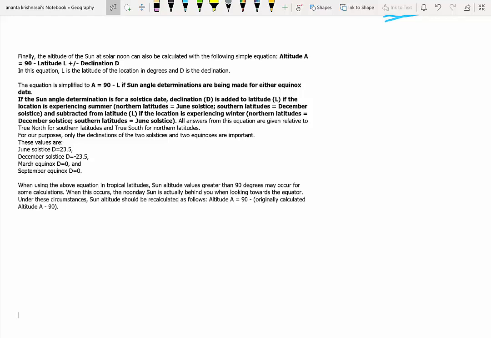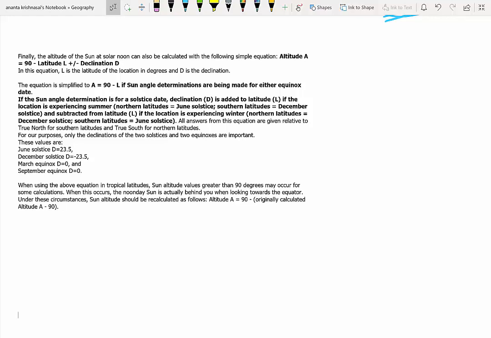So all the answers from this equation are given relative to the true north for southern latitudes and true south for northern latitudes, because the possibility of observation will be from only these two points on the surface of the earth.